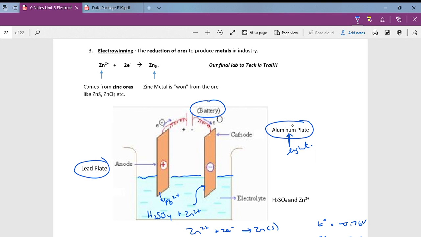So if someday you're really interested in watching an electrolytic process, like I said, please go to a Teck tour. We can go as a class maybe someday if we're ever allowed to see each other again.